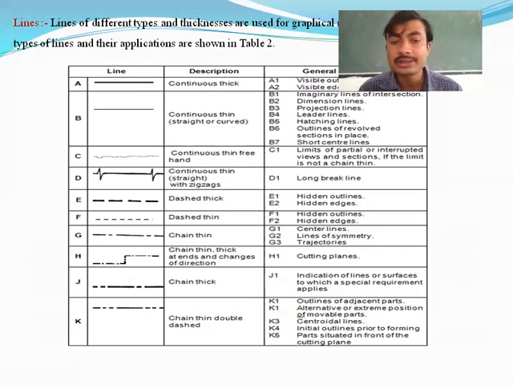The next category is chain thin double dash. Chain thin double dash is used for the outlines of adjacent parts, alternative or extreme position of moving parts, centroidal lines, initial outlines prior to forming, and parts situated in front of the cutting plane. So this is brief information about the types of lines. Let's move to the next one.